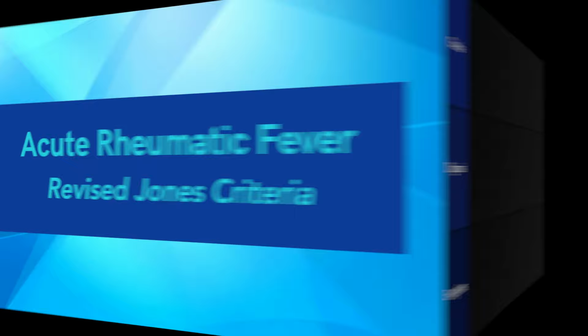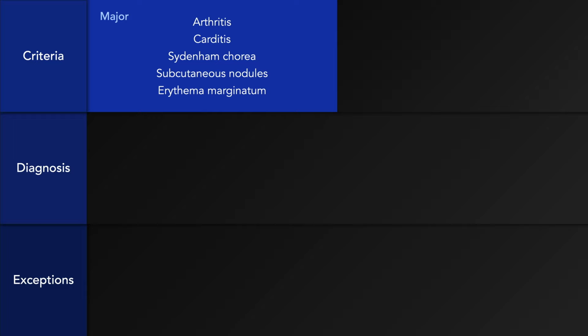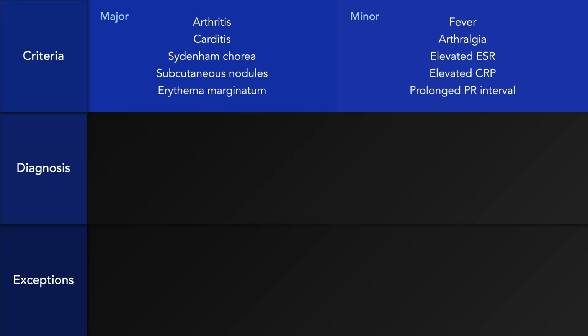The revised Jones criteria for acute rheumatic fever feature 5 major and 5 minor criteria. The 5 major criteria are arthritis, carditis, Sydenham chorea, subcutaneous nodules, and erythema marginatum. The 5 minor criteria are fever, arthralgia, elevated ESR, elevated CRP, and prolonged PR interval.